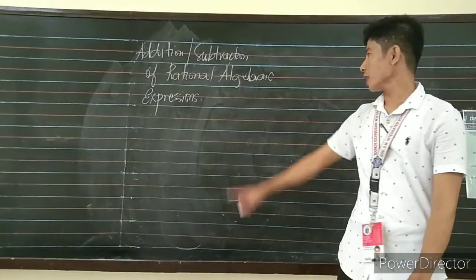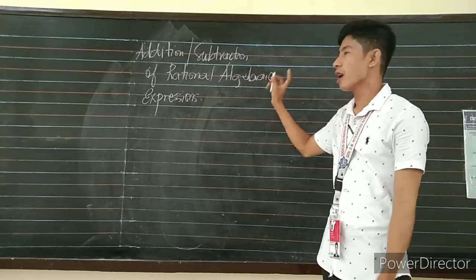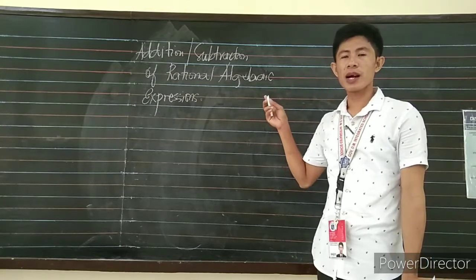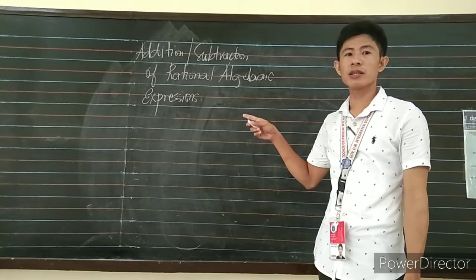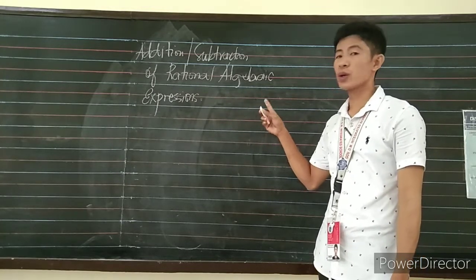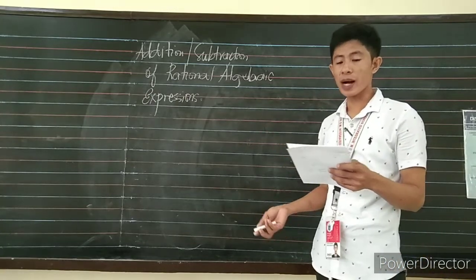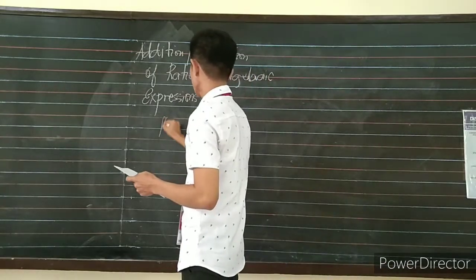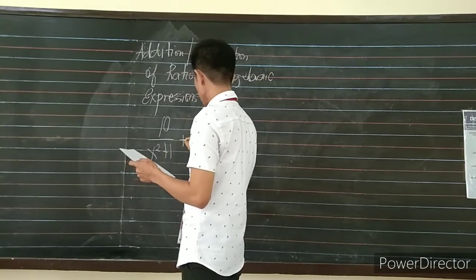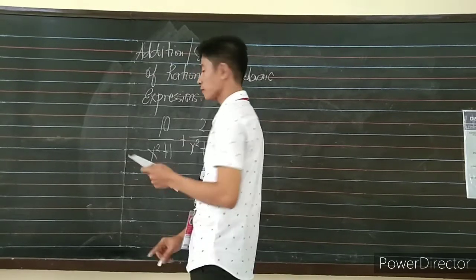Okay, so the rules in adding and subtracting rational algebraic expressions are just the same. So we just need to replace addition if it is addition and substitute it with subtraction if we are solving for subtraction. Okay, so the first one is 10 over x squared plus 1 plus 2 over x squared plus 1.